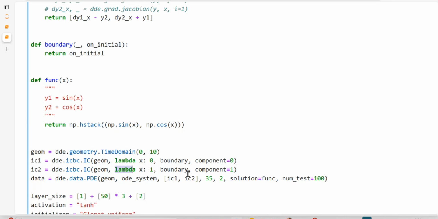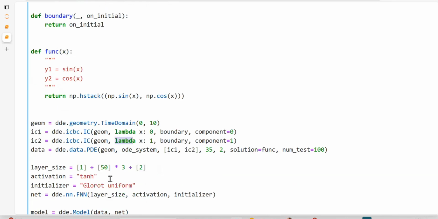Then we define the boundary component is 1. Now, this is the data. Remember that in DeepXDE, they are calling the ODE, or either it is ODE or either it is PDE. They are calling it PDE. So here they define the data over here.